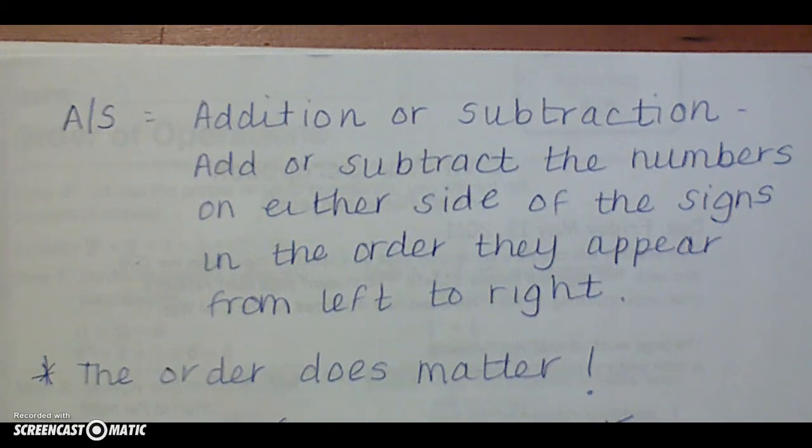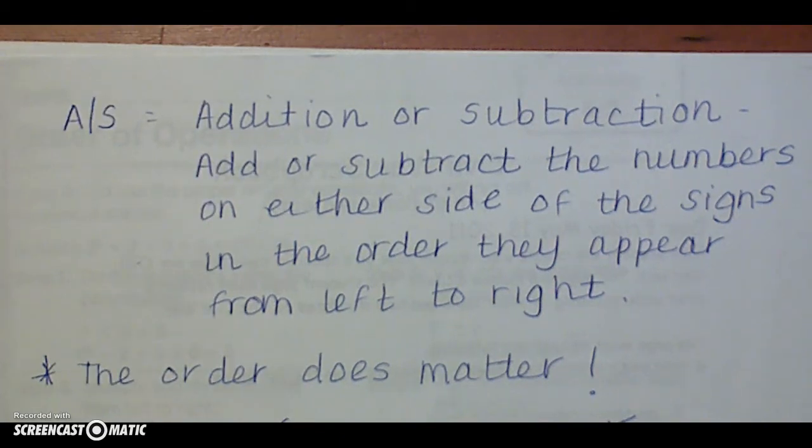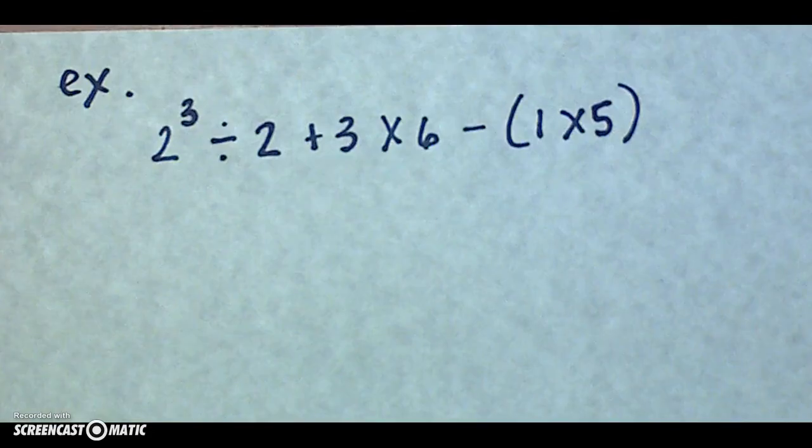And I think this is probably one of the most important notes. The order really does matter. If you don't follow these specifically, then you'll end up with the incorrect answer. Let's try an example. If we had 2 to the third, I apologize, boys and girls, divided by 2 plus 3 times 6 minus the parentheses 1 times 5. We want to follow order of operations in order to solve this problem. So the first thing we have to do is whatever is in the parentheses. So we start with the 1 times 5.